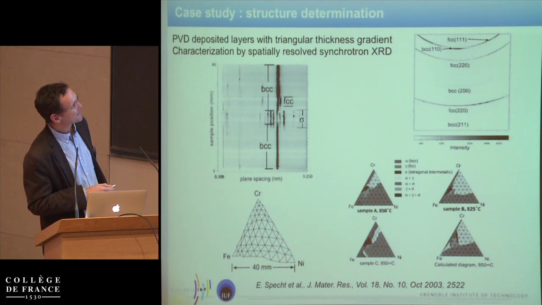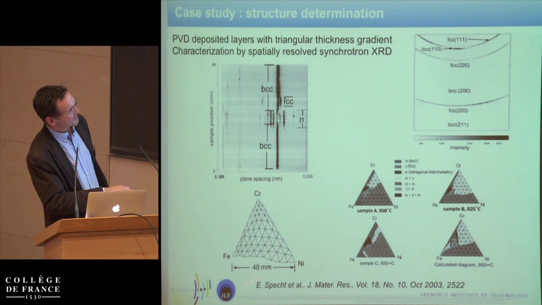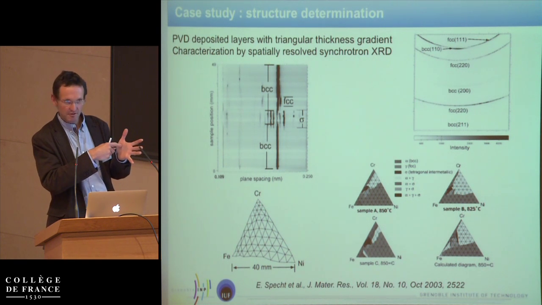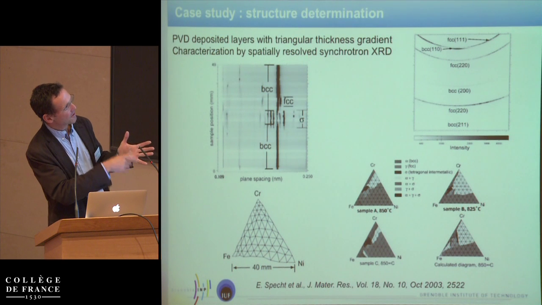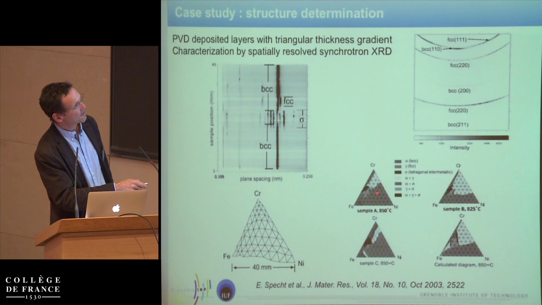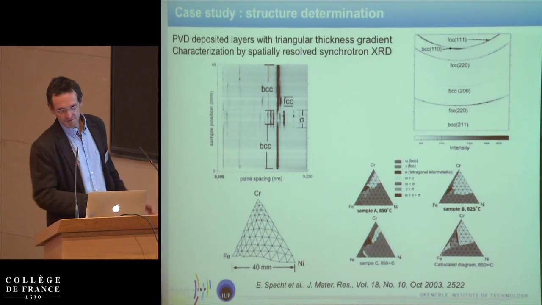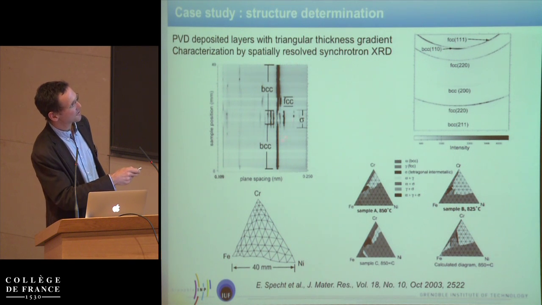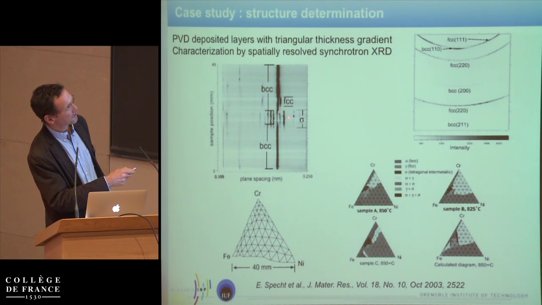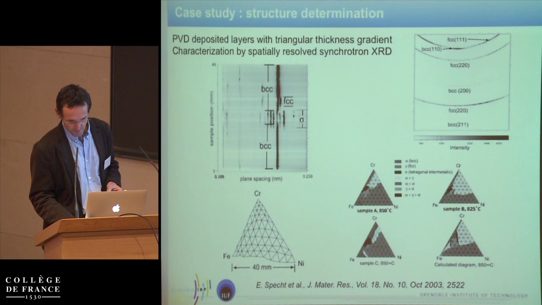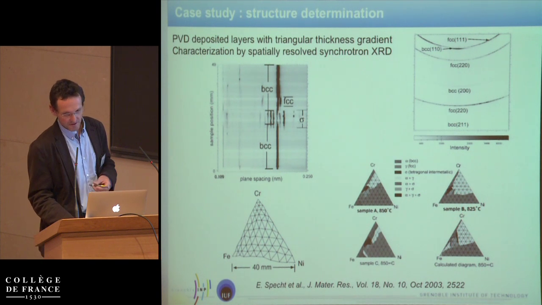This is the experimental composition space. And then these people did some spatially resolved X-ray diffraction with the synchrotron to determine on each point what was the phase. And this allows you to tell which are the points which have a different crystal structure, BCC, FCC, sigma, and so on. So this is quite a powerful tool to characterize your phases in diffusion couples.